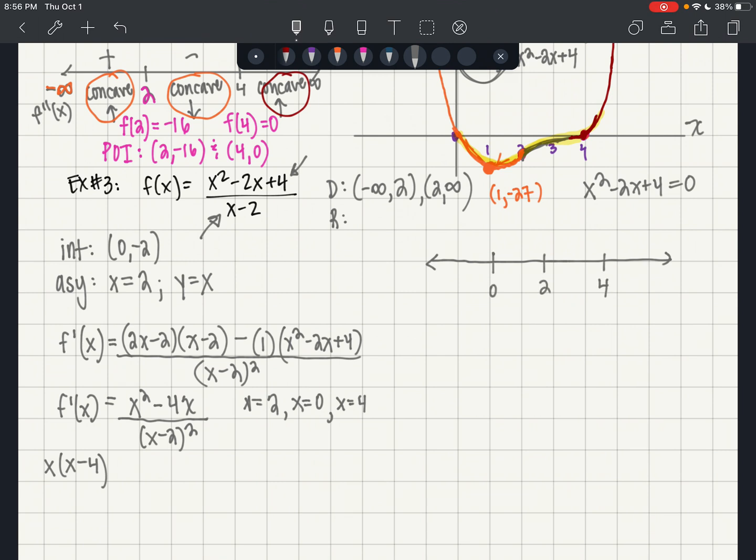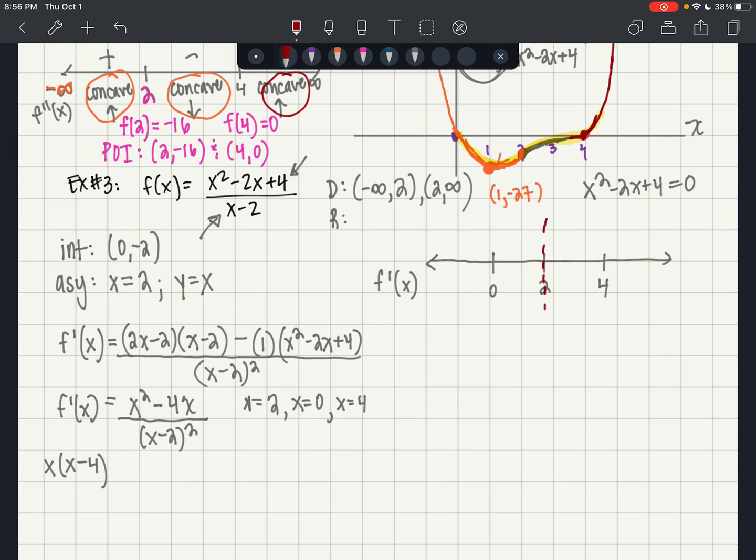0, 2, 4 in order, and we're going to test our interval. So go ahead and press pause, test your intervals, and when you're ready to reveal everything you know about the intervals, the increasing, relative maxes and mins, come on back and I will reveal the answer.